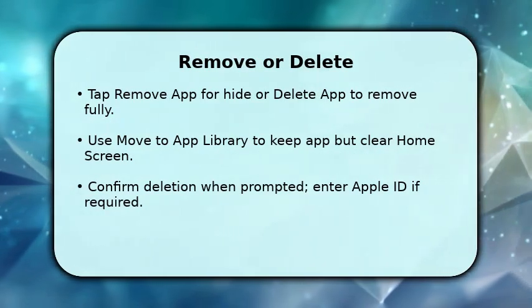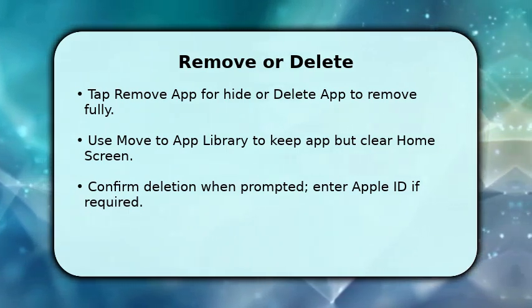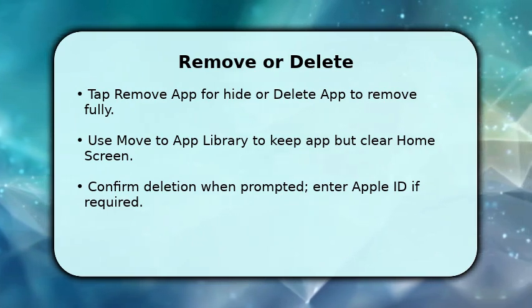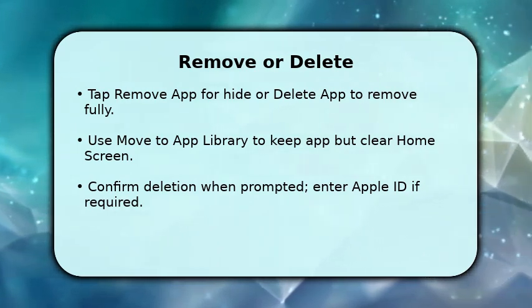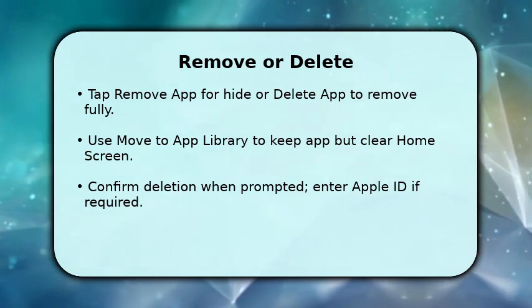Tap Remove App from the menu to see hide versus delete choices. If you want to keep music but declutter, pick Move to App Library. The app stays installed but leaves the home screen. If you want it gone, choose Delete App and confirm. This removes the app and local data.